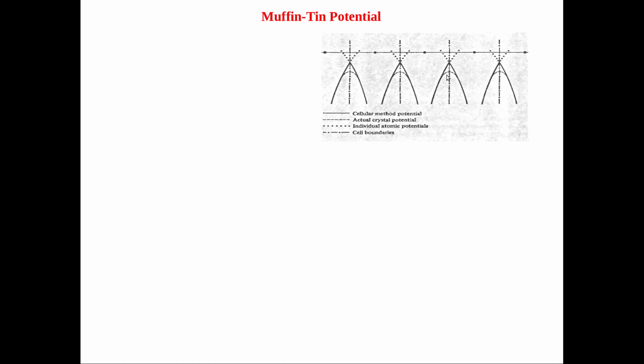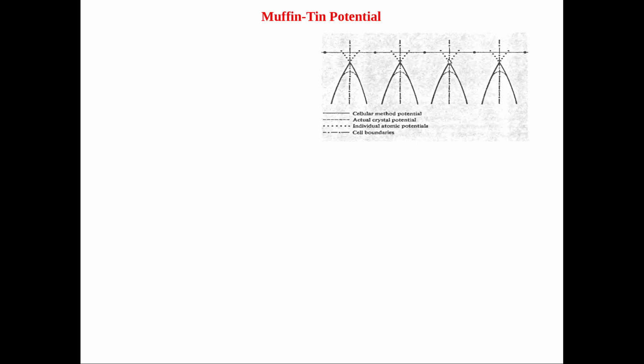So the atom is at the center of the Wigner-Seitz cell, and the potential felt by the electron in the Wigner-Seitz cell is taken to be 1 upon r type. So we are saying, okay, let us ignore this midpoint variation and take the potential 1 upon r type throughout the Wigner-Seitz unit cell. This is the cellular method potential. You can see these solid lines represent the cellular method potential. That is how this potential should look according to the cellular method.